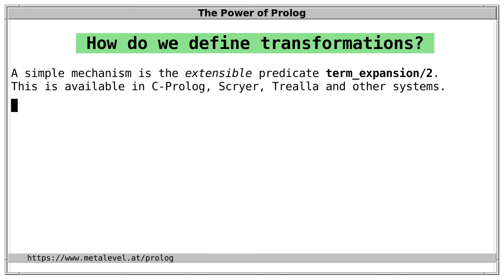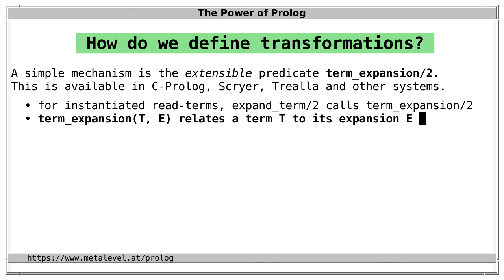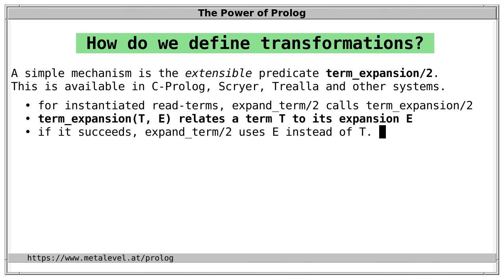What can we say about the mechanism? Well, I think it's uncontroversial to say for every instantiated read term, expand term calls term expansion. And term expansion relates a term T to its expansion E. If the call succeeds, expand term uses the expansion E instead of the original term T.